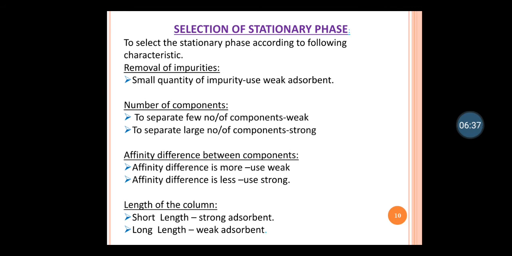The next factor is affinity difference between the components. If the affinity difference is more, use a weak adsorbent. If the affinity difference is less, select a strong adsorbent. The next factor is length of the column. If you are using a shorter column, select a strong adsorbent. If you are using a longer column, select a weak adsorbent.